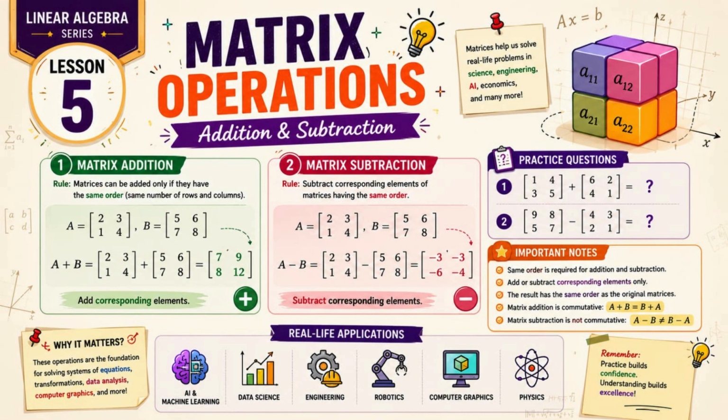Practice question. Now try solving this yourself. A equals 1, 4, 3, 5. B equals 6, 2, 4, 1. Pause the video and calculate A plus B before checking your answer.